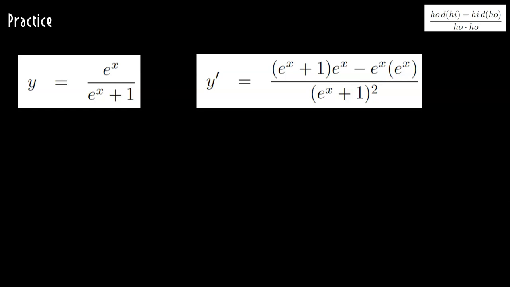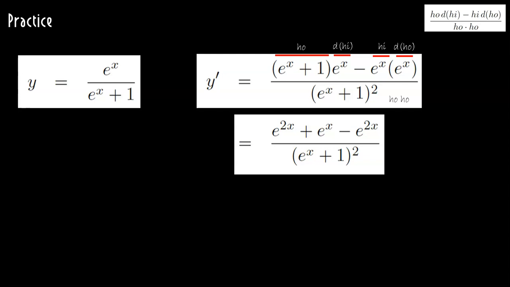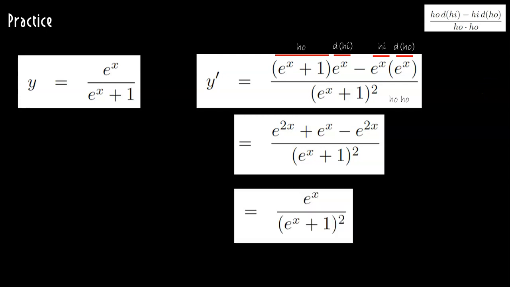So we have the bottom, ho, times the derivative of the top, d-hi, minus the top, hi, times the derivative of the bottom, d-ho, over the bottom squared, ho-ho. That was fun to say. Let's clean this up a little bit. I can multiply the e to the x through on this ho d-hi to get e to the 2x plus e to the x minus e to the 2x. So there we got it. That's cool, the e to the 2x's are gone. So we're left with e to the x over e to the x plus 1 quantity squared.